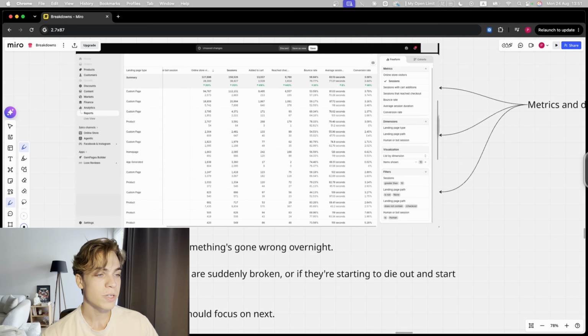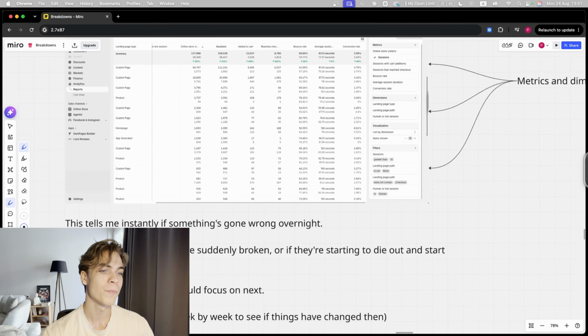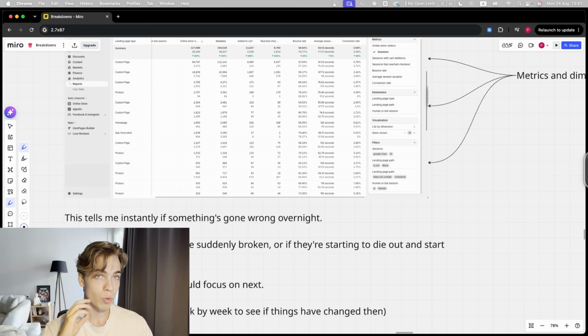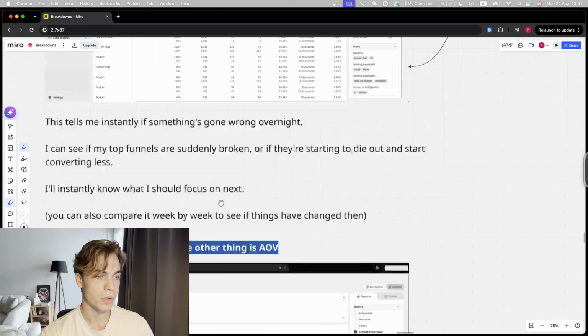So this tells me instantly if something has gone wrong overnight. I can see if my top funnels are suddenly broken, or if my top funnels are starting to die out and they start converting less. And then I know, hey, I need to act on this ASAP. I need to fix this ASAP, right? So I'll instantly know what I should focus on next, what I should actually be improving next. And if daily is too much, just honestly check it week by week.